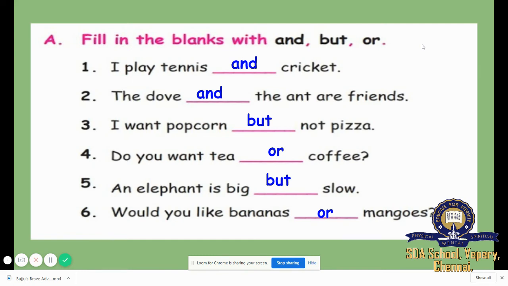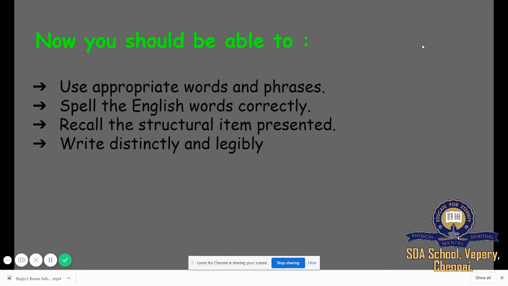Now, have you all written down in your book? Yes, have you all noted it down? Okay. Now you should be able to use appropriate words and phrases, spell the English words correctly, and recall the structural item presented. So shall we do a recall, children? Yes? Okay. In this video, what did we learn?